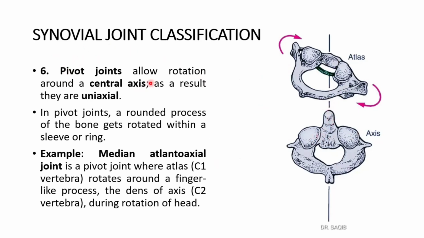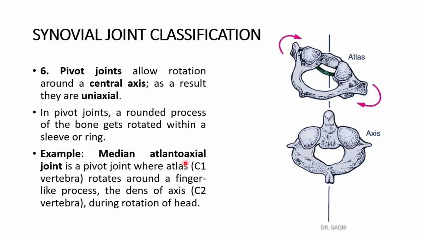So pivot joints allow rotation around a central axis. As a result, they are uniaxial. In pivot joints, a rounded process of bone gets rotated within a sleeve or ring. This is the rounded process, the dens of the axis, and it rotates within a sleeve or ring over here. An example is the median atlantoaxial joint. They will form a median atlantoaxial joint.